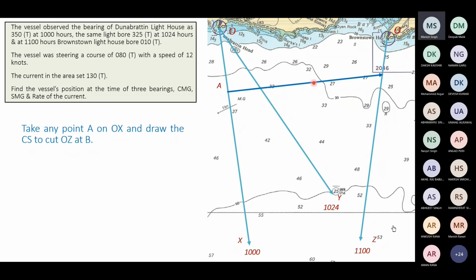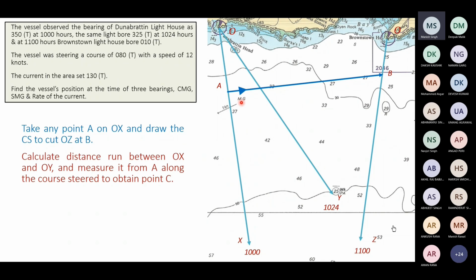You can see the course steered line on the chart now. Wherever this course steered line meets my third PL, 1100 PL OZ, let's identify and name that point as B. So I have the B point on the chart. The AB line is in the same direction as my course steered, which is 080. I have marked it with a single arrow since this is my course steered.